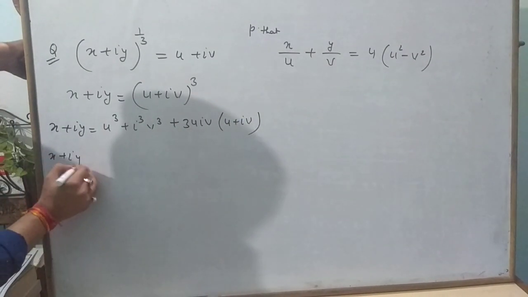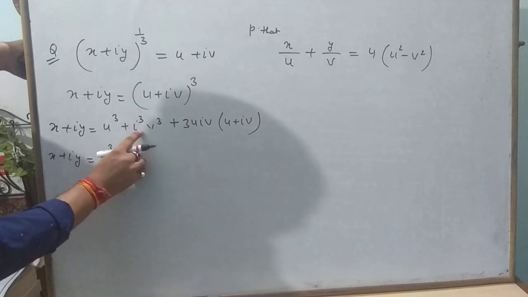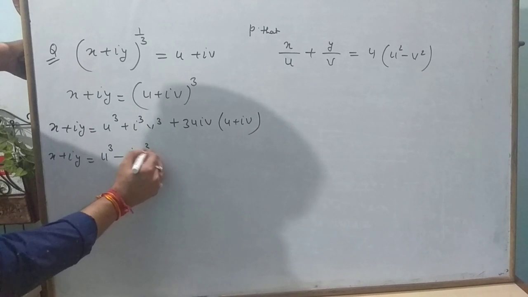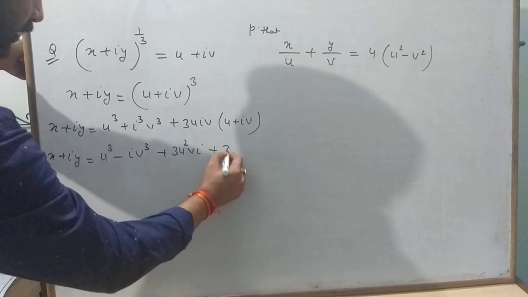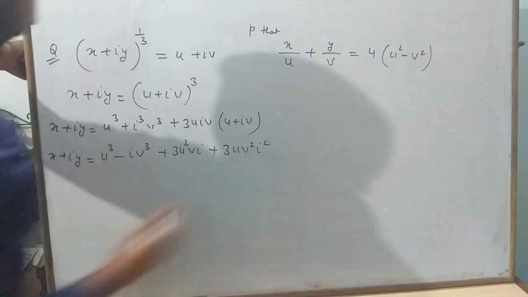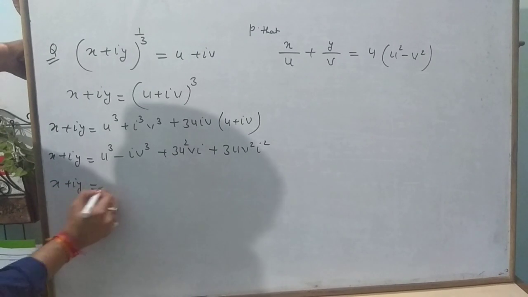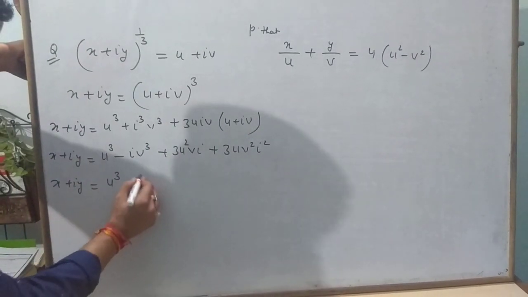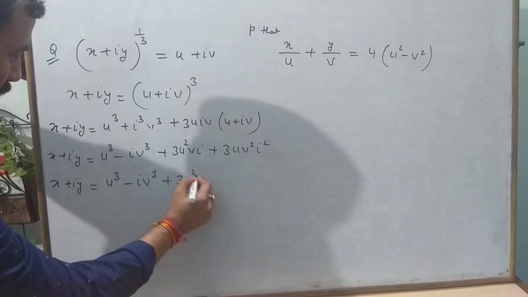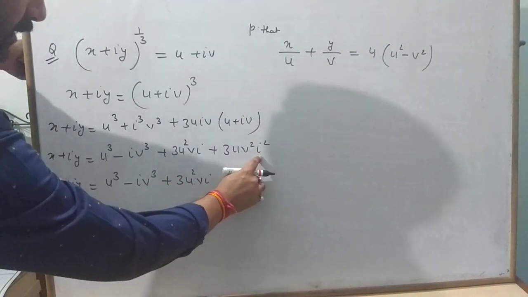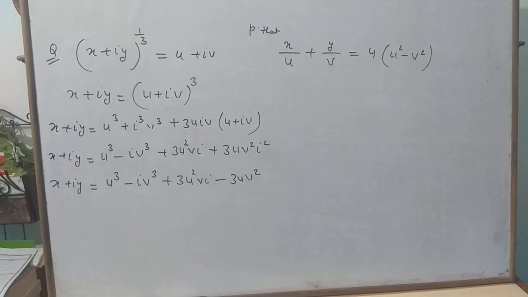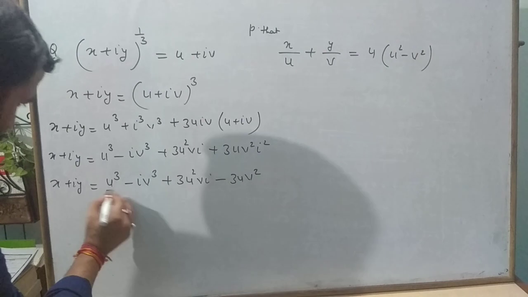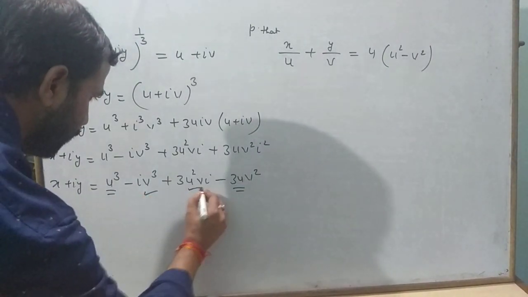Now x + iy as it is, it's u³, i³ you know is minus i, so it is minus iv³. This 3uv multiplied becomes 3u²vi + 3uv²i². So x + iy = u³ − iv³ + 3u²vi, and as you know i² is minus 1, that is − 3uv². After simplifying, you will see this is a complex number. This is a real part, and this is the imaginary part.